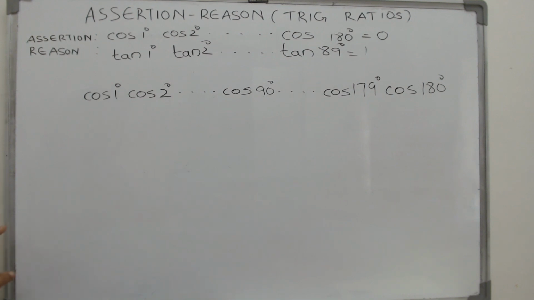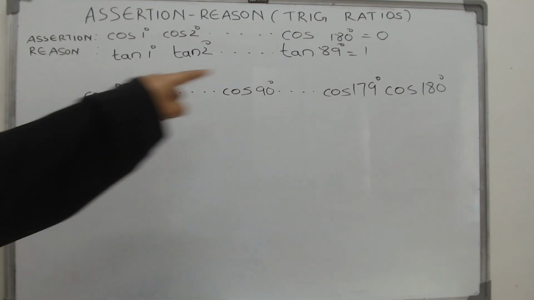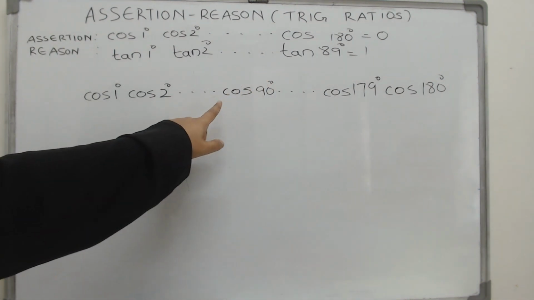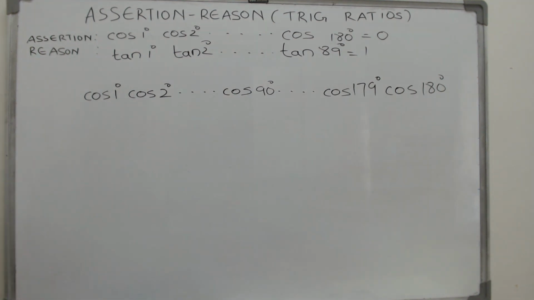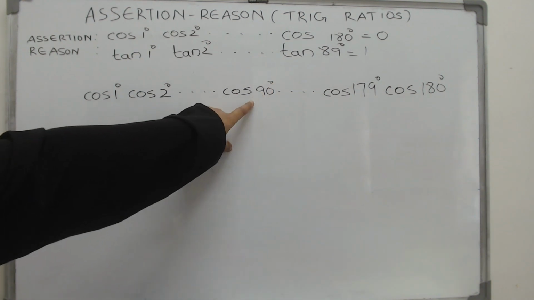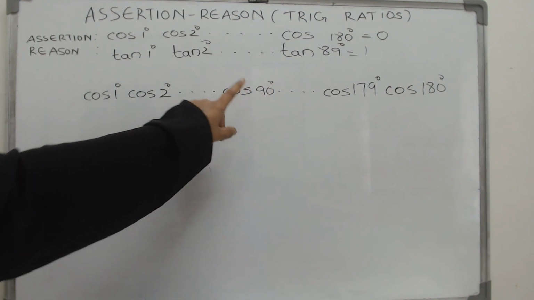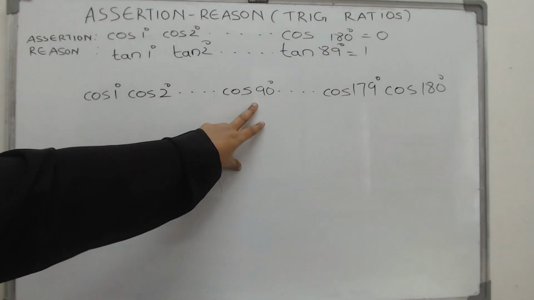Now what I have done here is I have written down two terms in the beginning, two at the end, and how will you find out what comes in the middle? Just do 180 by 2. So that will tell you what comes in the middle, but it is not 90 degrees. Don't write 90 degrees. We are dealing with the cosine of the angle. So it is cos 90 degrees.